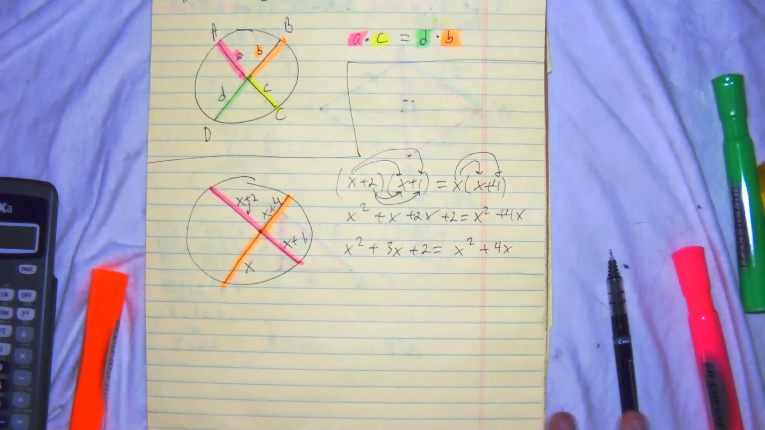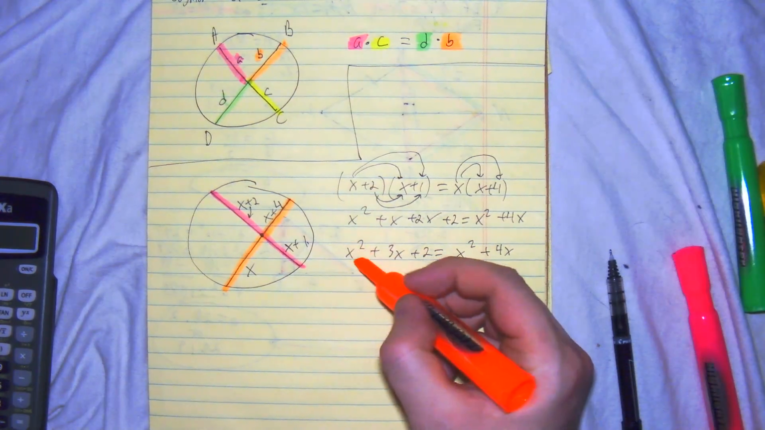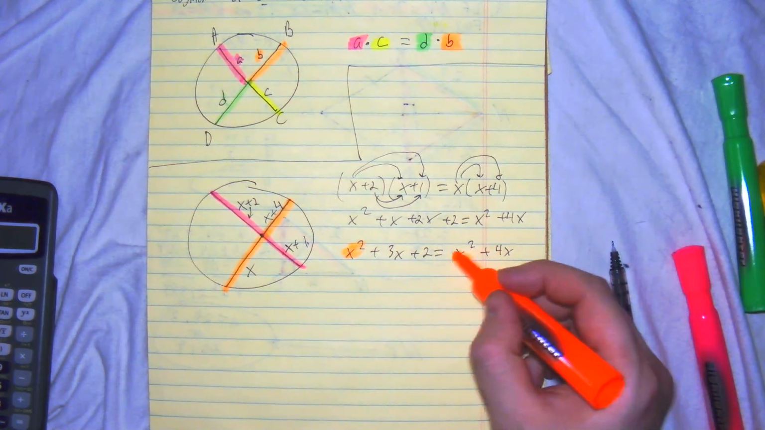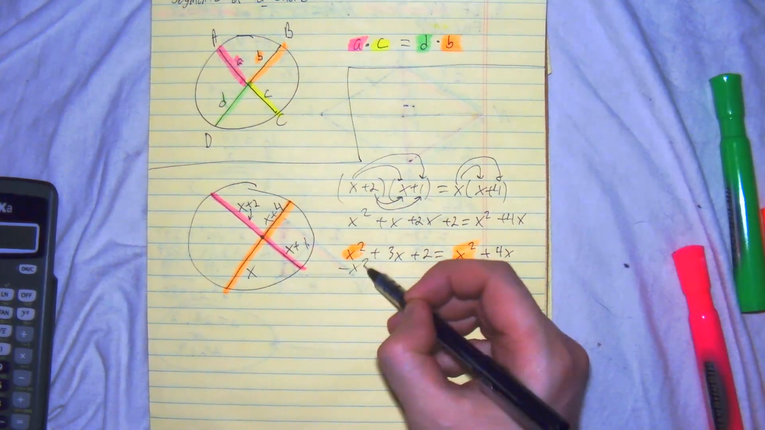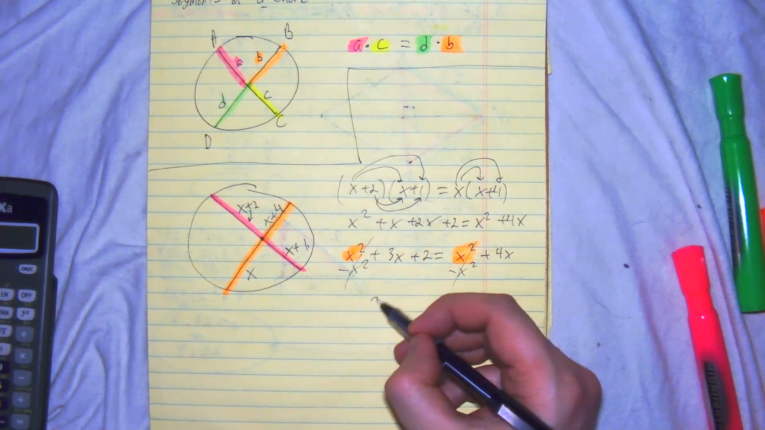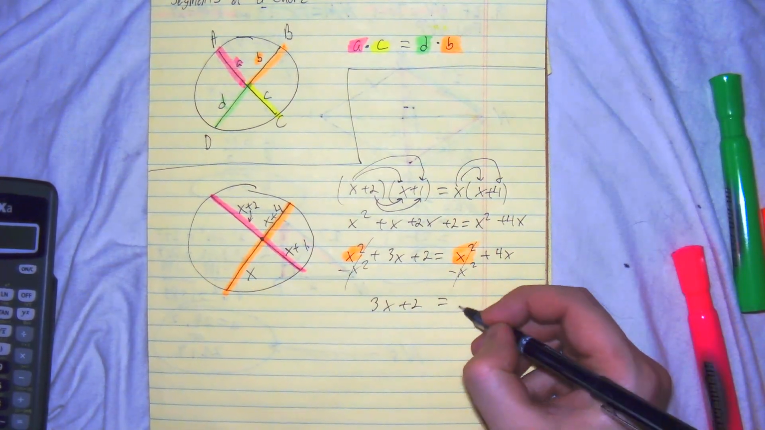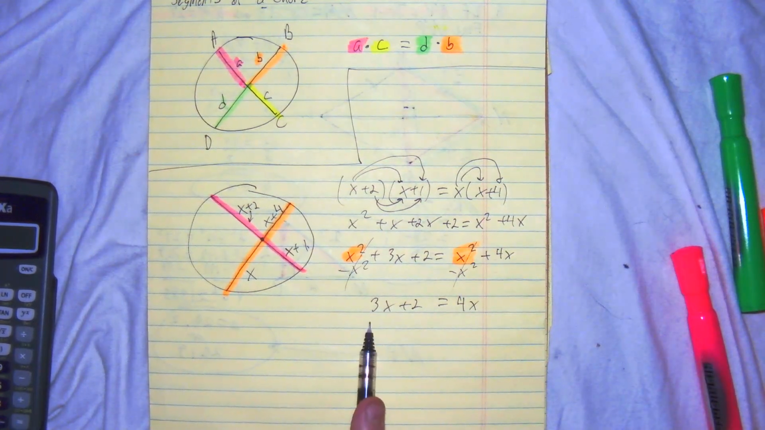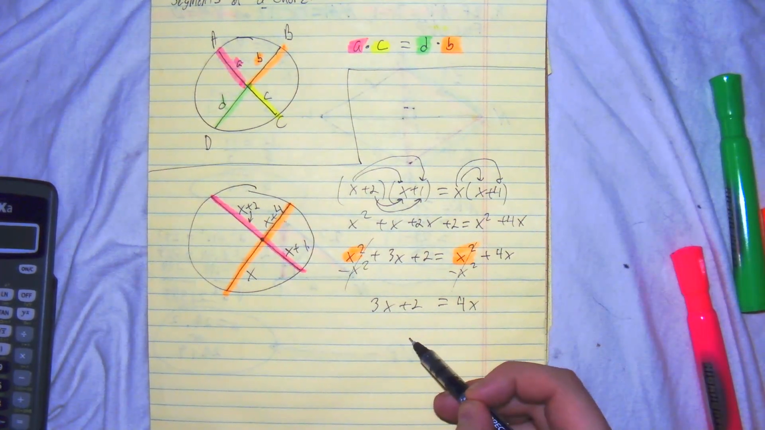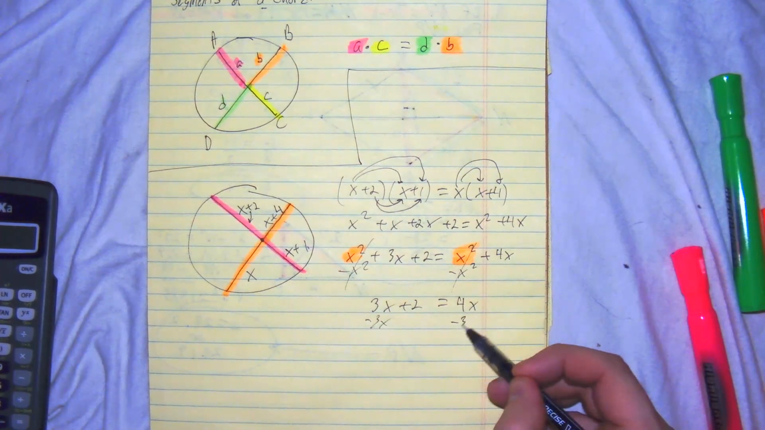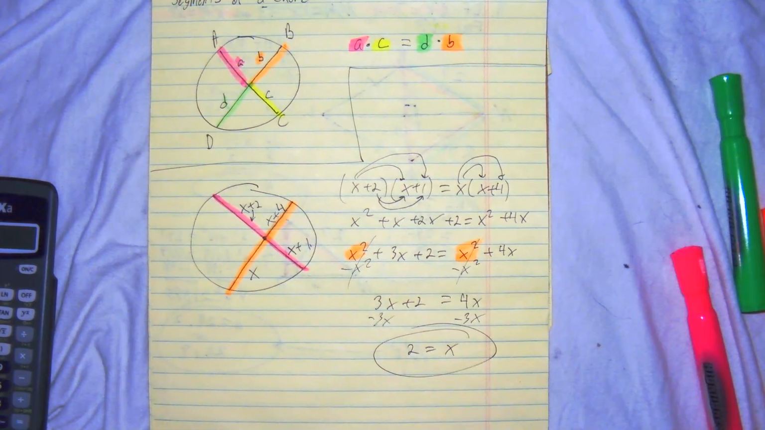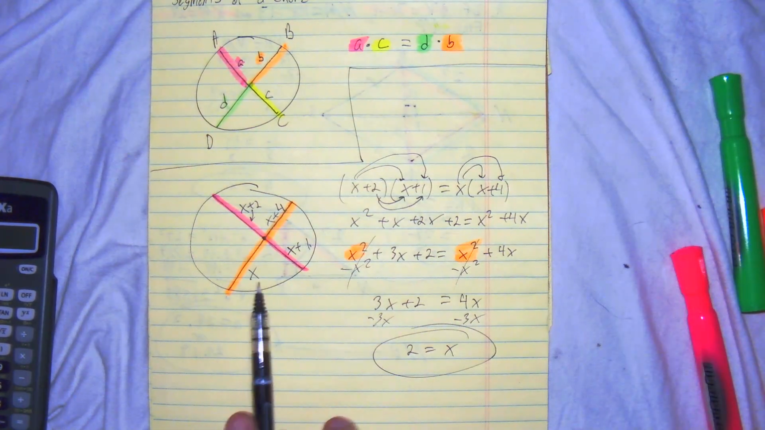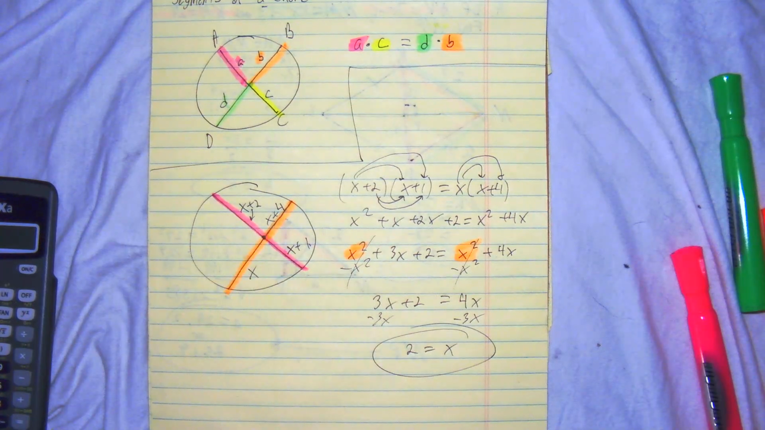Alright, lucky for us, we don't have to do much factoring from here. I notice they both have an X squared, so we can subtract it. We subtract those, they would cancel. So now we're left with 3X plus 2 equals 4X. From here, I'm going to subtract the 3X. We get 2 is equal to X. Alright, and that's our answer. You can plug it in and multiply the length of this chord by this chord, and they'll be equal to each other. Alright, and that's segments of a chord.